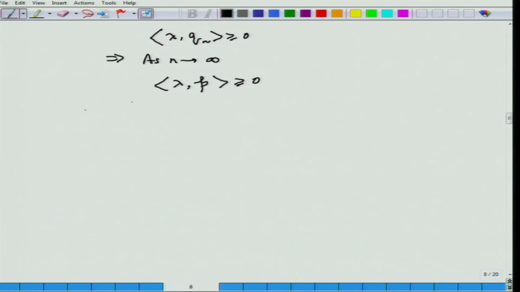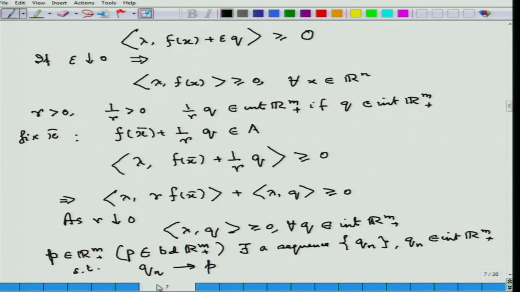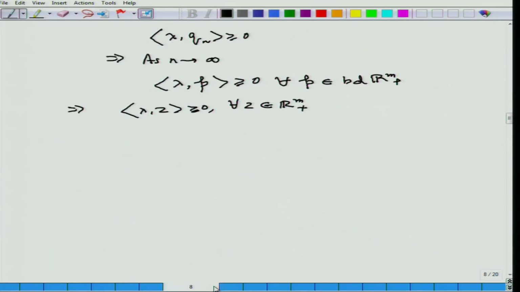So, what I have shown at the end is lambda times z is greater than or equal to 0 for all z in R m plus. First I have proved that this is true for all p in the boundary of R m plus, and this is true for all q in the interior of R m plus. So, it is true for every z in R m plus, and hence lambda must also be an element of R m plus, which is obvious because for every non-negative vector it is giving you greater than or equal to 0.